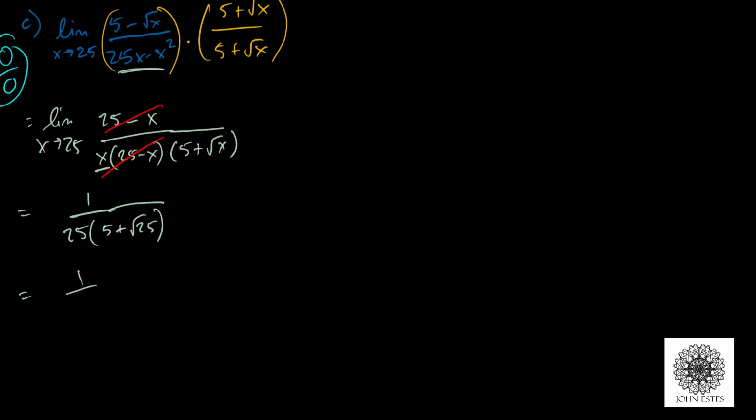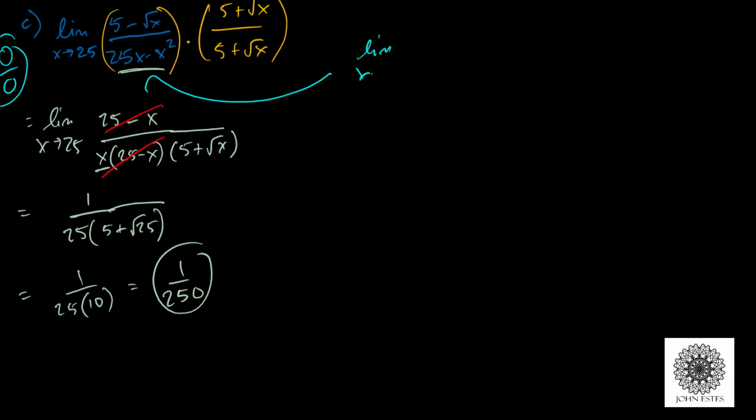And what is that? That's 1 over 25 times 5 plus 5, which is, 5 plus 5 is 10. So I end up with 1 over 250. There's your answer. Okay, now actually, let me show you one other quick way to do this.